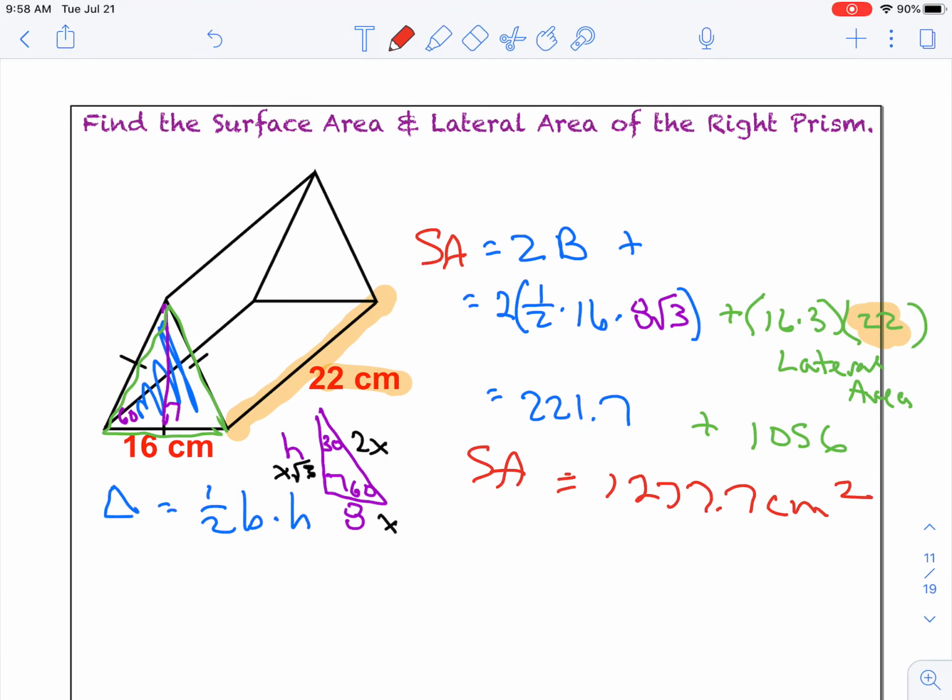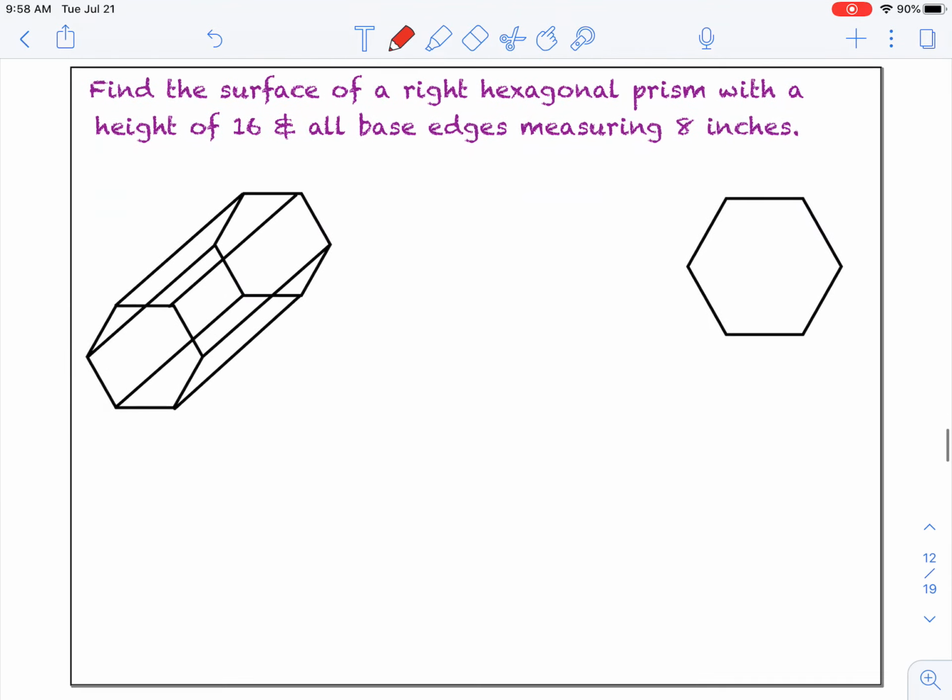Okay, so I'm going to have you try this one. Again, you are going to have to try to find the surface area. And in this case, they're only asking you to find the total surface area, but it is giving you that it's a right hexagonal prism with a height of 16 and all the base edges measuring 8. Okay, so see if you can do that one. You may have to use trig because this is a regular polygon.